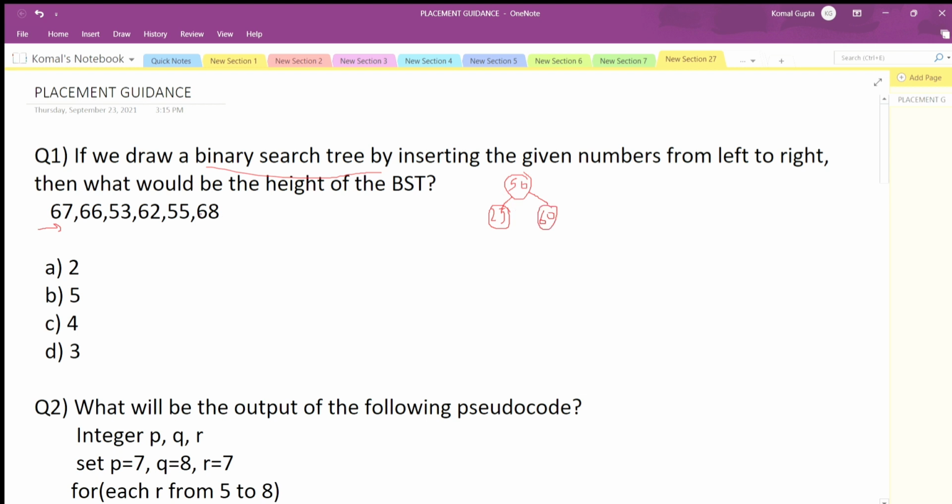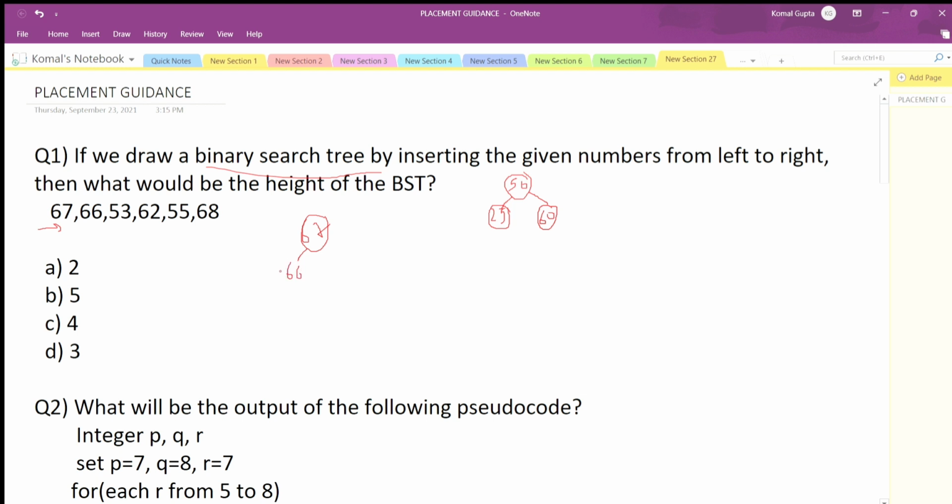Okay, so now we will continue with the question. This is the first number that they have given, so this will be the root of the tree. So 67 will be the root. After that, the number given is 66. 66 is lesser than 67, so it will come in the left.